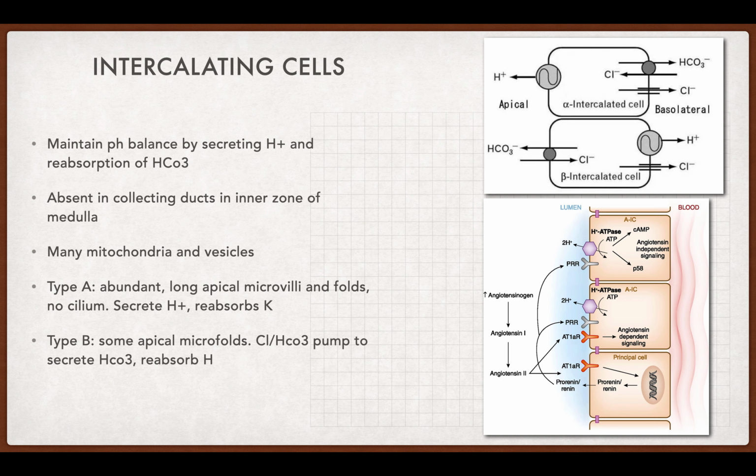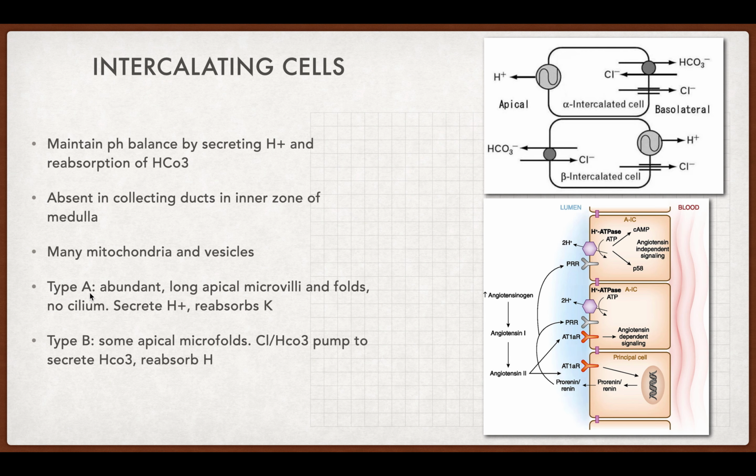Intercalated cells are going to sort of work like the intercalated cells in the heart. They allow coordinated conduction of electrical impulses, and it also maintains the pH balance by secreting hydrogen and absorbing bicarbonate. These are going to be absent in the collecting ducts in the inner zone of the medulla, and they're going to be mostly on the outside. It blends right in because they also have lots of mitochondria and vesicles.